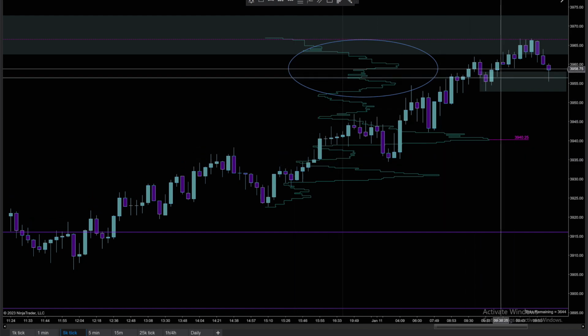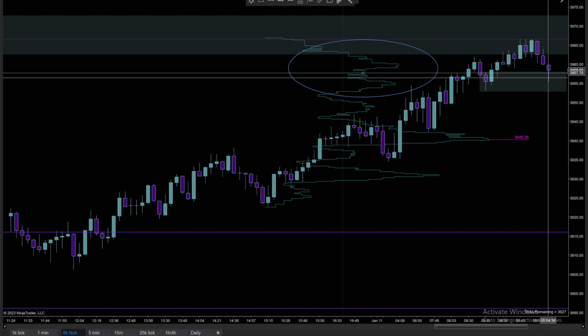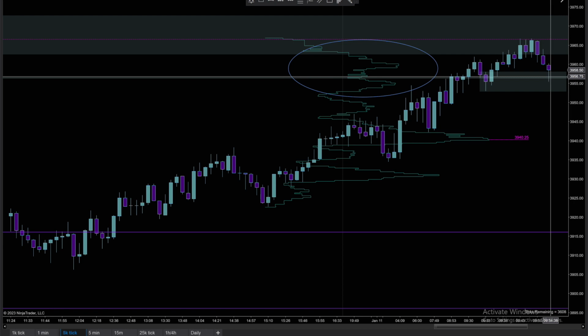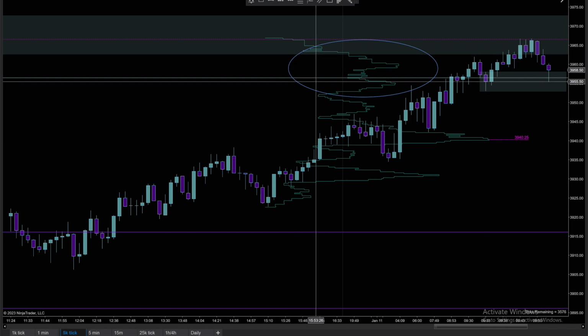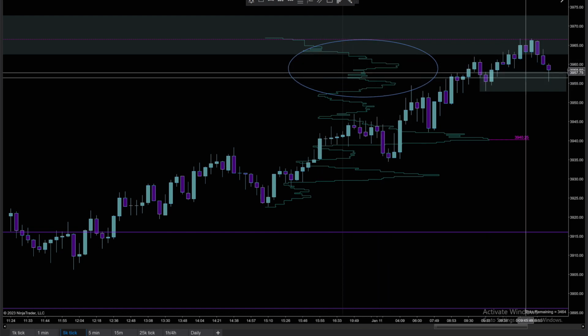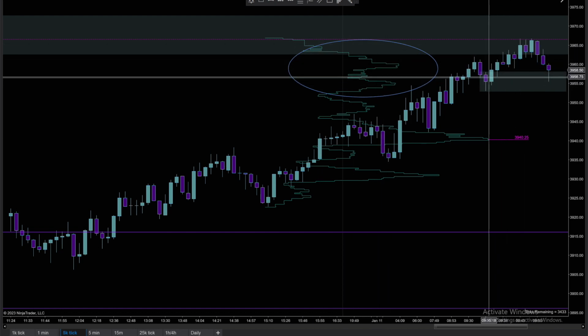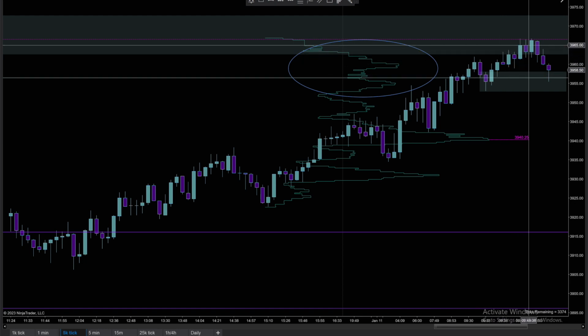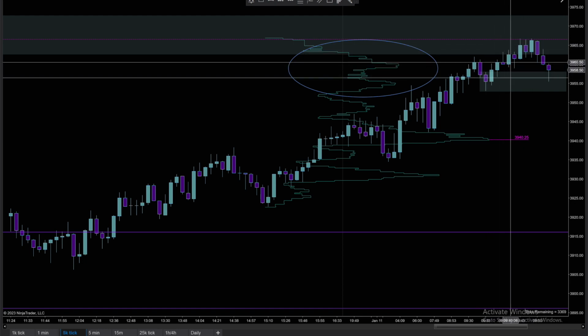So, you know, we pull back into this zone, but what would generally keep me out of this trade is this look on the profile. The price action, I mean, it's not the strongest push up on the price action, but you do get this nice little steady grind up.